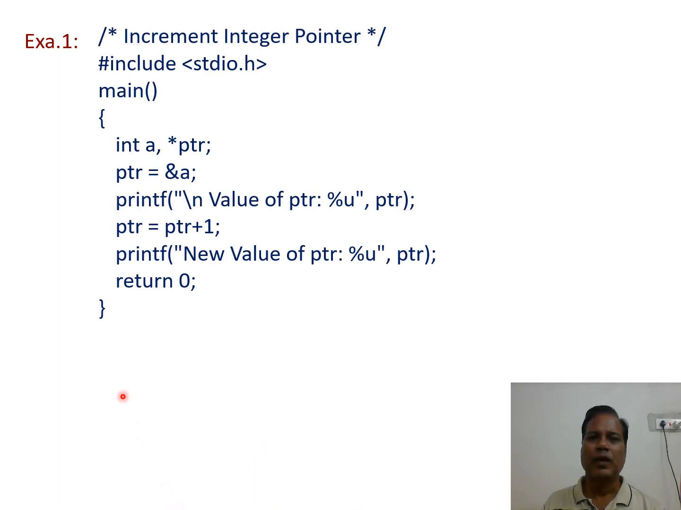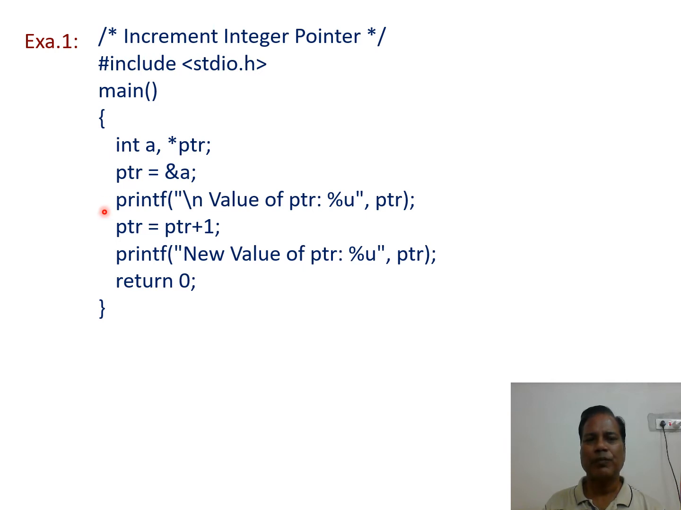Let us see an example program. In this example program, we increment integer pointers. The first statement of the main function is int a comma asterisk ptr semicolon. Using this statement, we declare an integer variable a and a pointer variable ptr. Then ptr equals ampersand a. The address of a is assigned to the pointer variable.